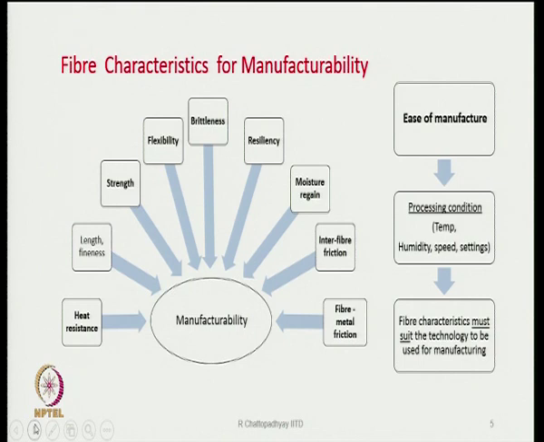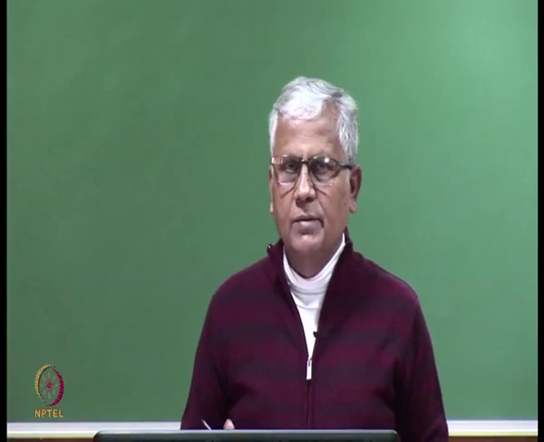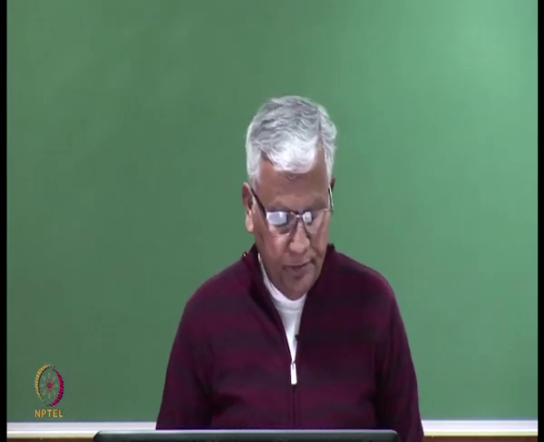So, ease of manufacture depends on processing conditions like temperature, humidity, speed, settings, etcetera. And we have to see that fiber characteristics must suit the technology to be used for manufacturing. We have to keep in mind that whatever fibers come to our mind, keeping in mind the performance criteria, from there we then have to see the manufacturability of the fibers, how easy it is to process them on different types of machines.